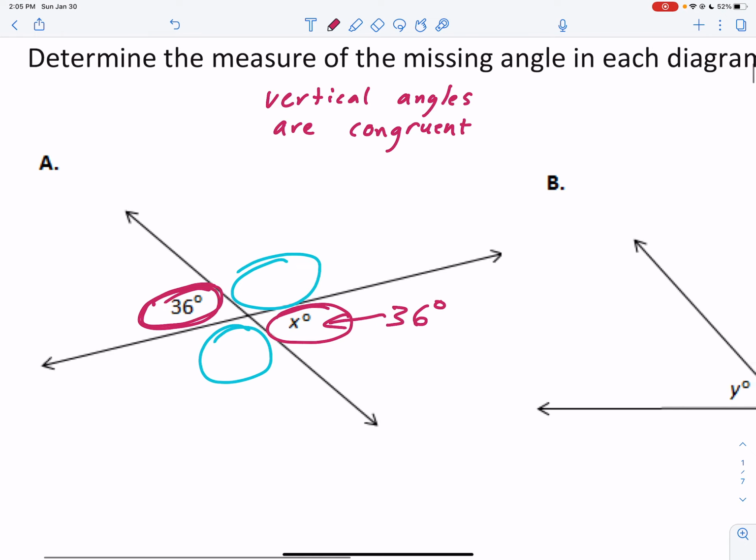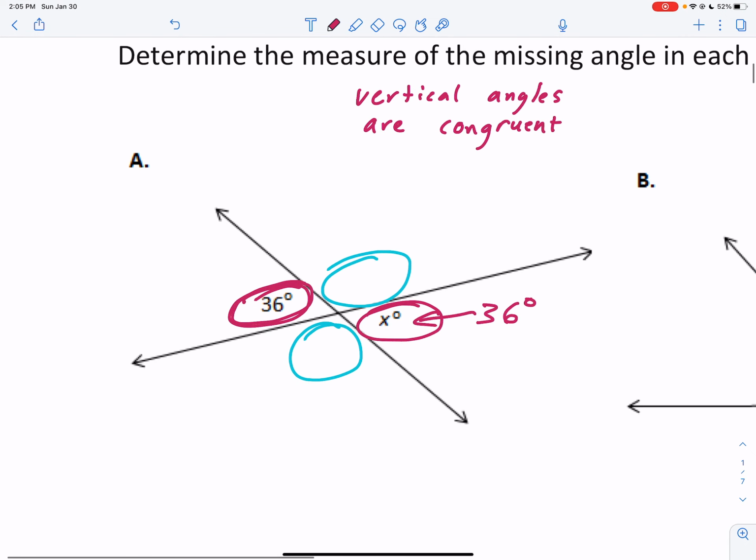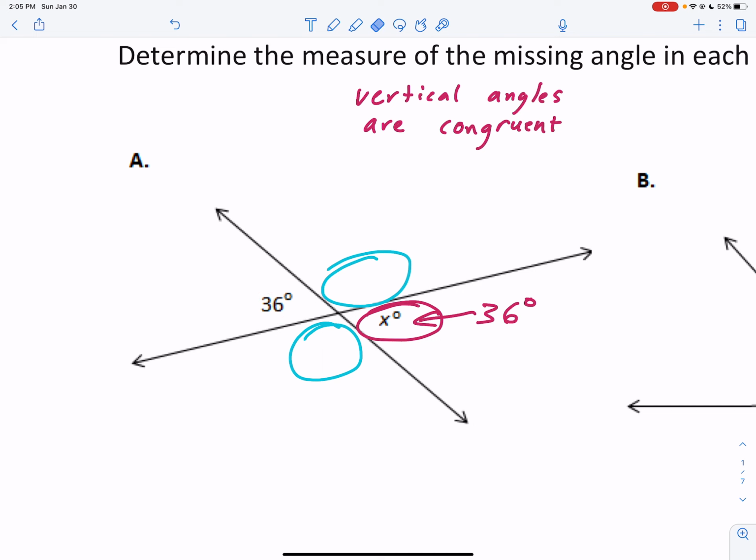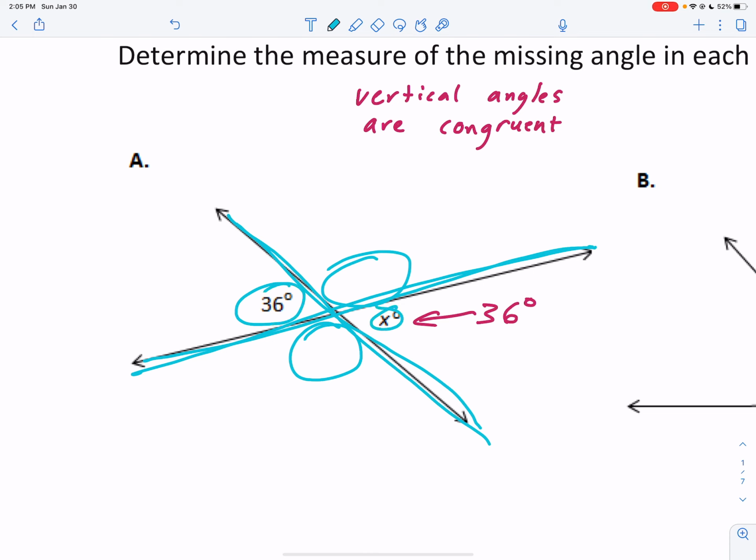Now, it says determine the measure of the missing angle, and this one's labeled as x. But what's cool about this is we don't have to stop here. We can find all of the rest of them with our properties. So that one's 36 because those are vertical angles. They're always the same when they form like that. So this line right here and this line right here are forming a bunch of angles. This one's a vertical angle because these two lines are forming it, and that is why it's the same as that.